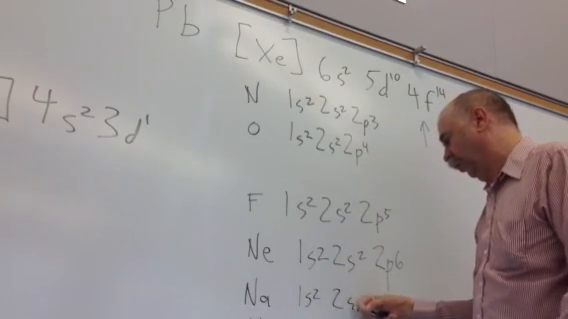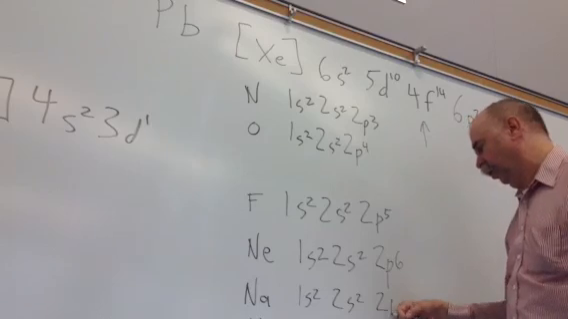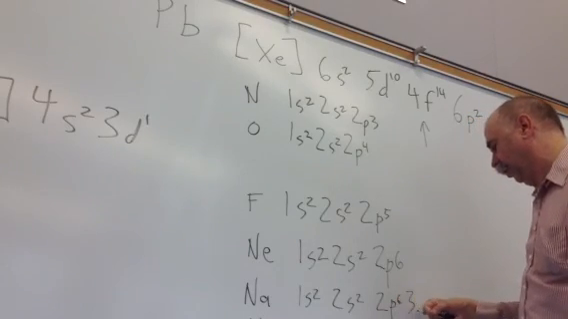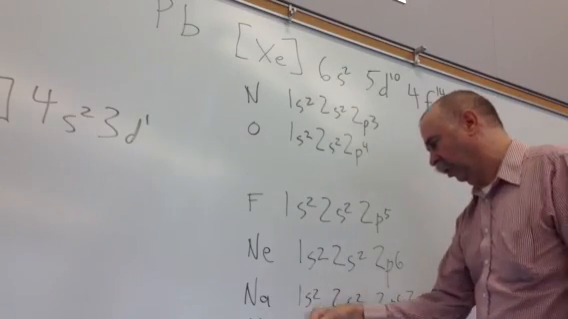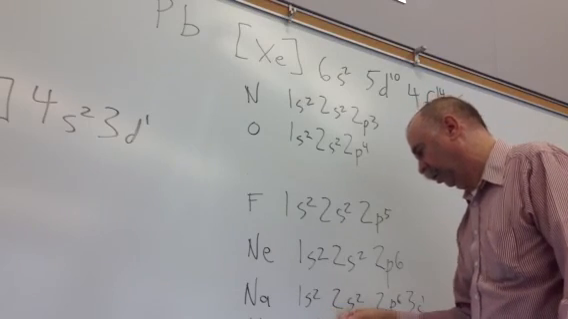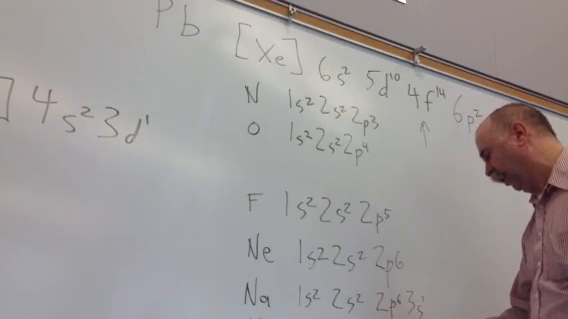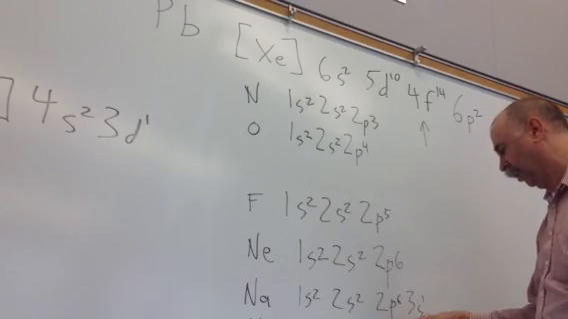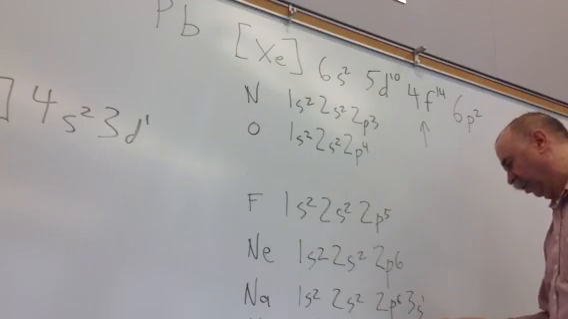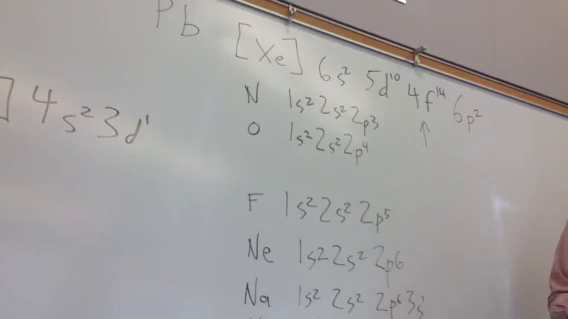1s2, 2s2, 2p6, 3s1. Am I just adding 1 electron to the last place each time? That's partly why I'm able to go through this so quick. I'm not really even thinking about it. I just changed the last one.